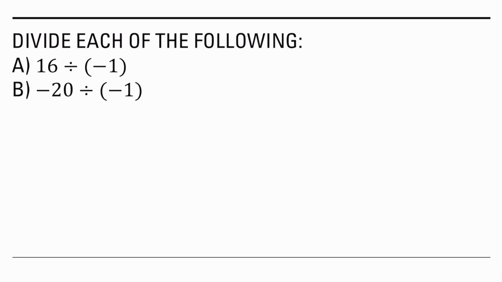So same thing here, 16 divided by 1 is going to be 16, and then we end up with the opposite of 16, which will be negative 16. So negative 20, and the opposite of that, because we're dividing by negative 1, means that we're going to have the opposite of negative 20, which is going to be 20.